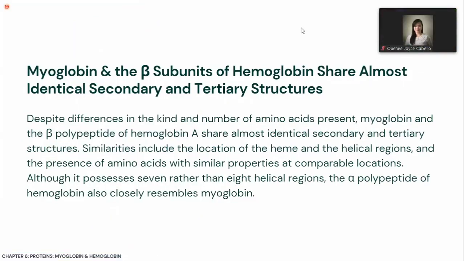Myoglobin and the beta subunits of hemoglobin share almost identical secondary and tertiary structures. Meaning to say that the beta subunits of hemoglobin is almost identical to myoglobin. Okay.